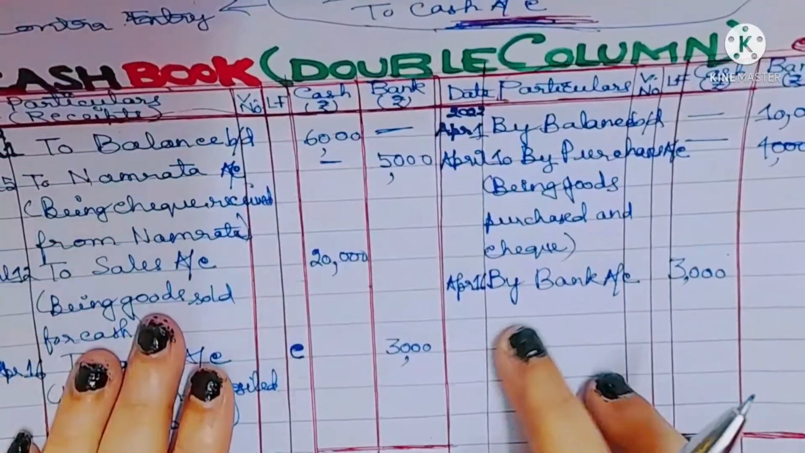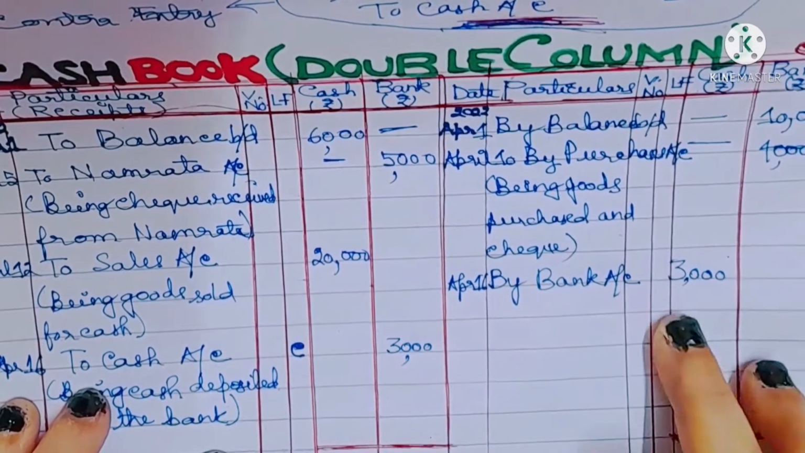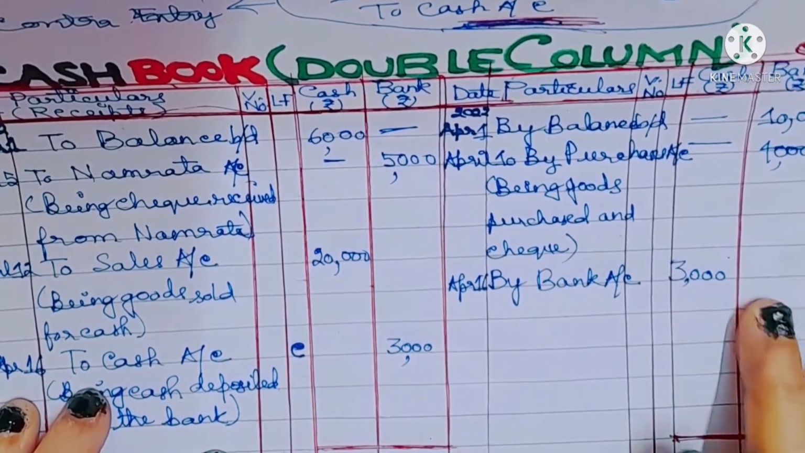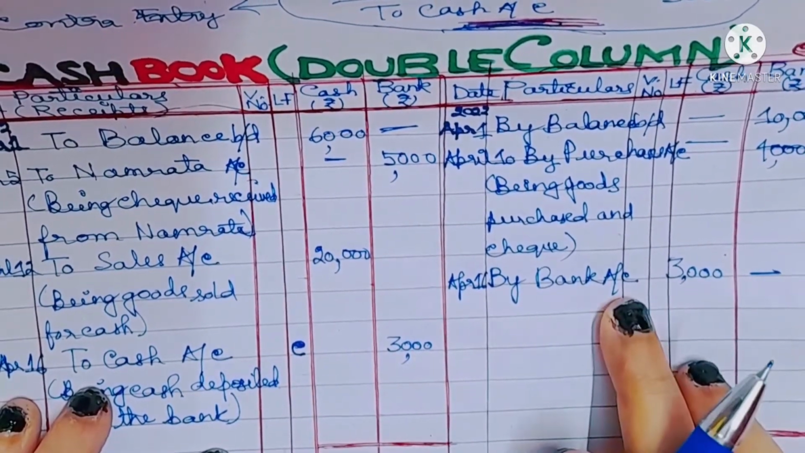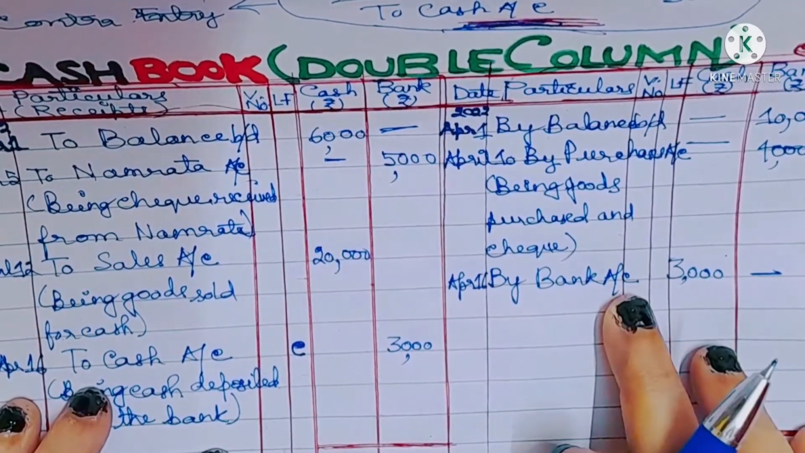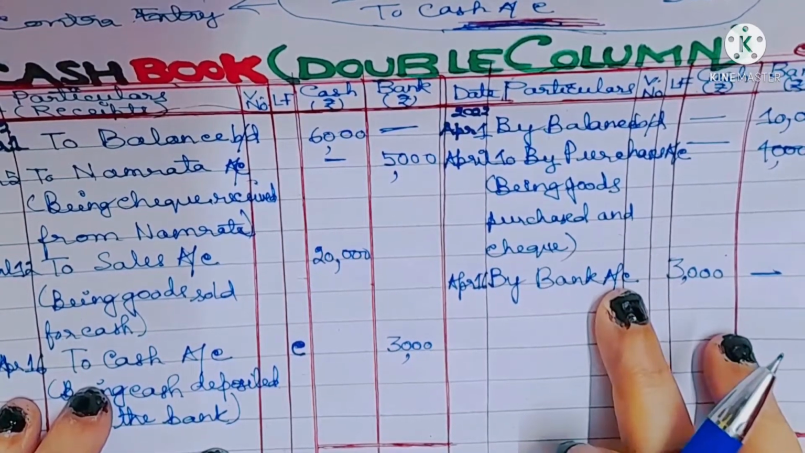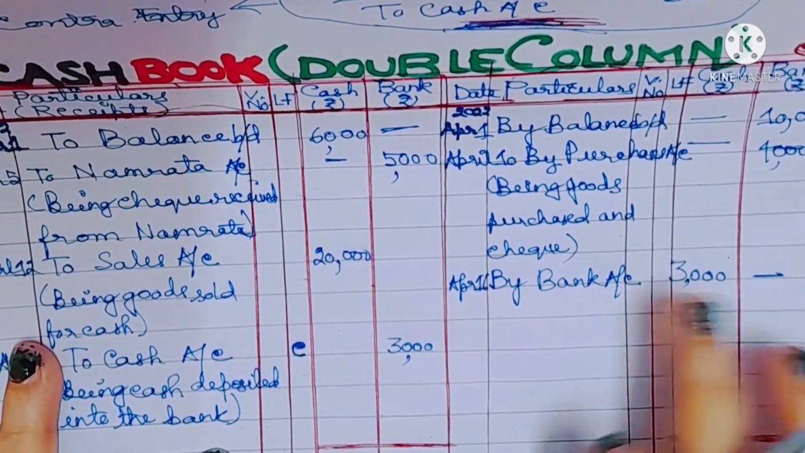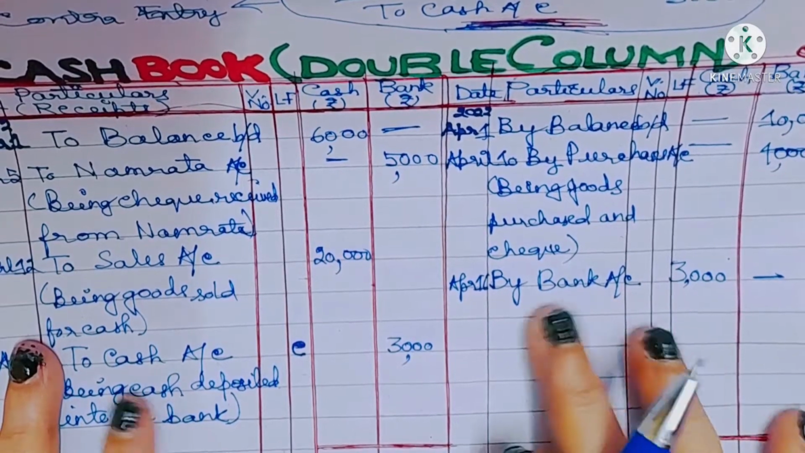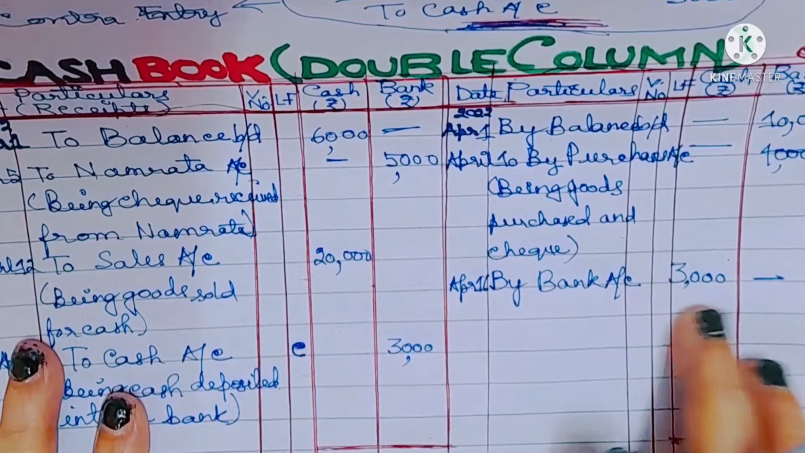Now you must be wondering, I've written bank account. Now where to record 3000? In the cash column or the bank column? Always remember, if you have written by bank account, you cannot write 3000 in the bank account. You'll have to write 3000 in the cash column. Always. Okay? Even if you don't know the logic, even if you don't understand, you'll always have to write 3000 in the cash column.